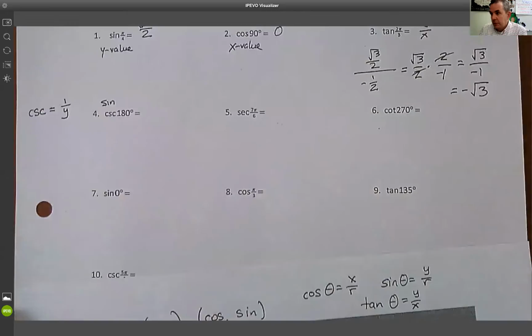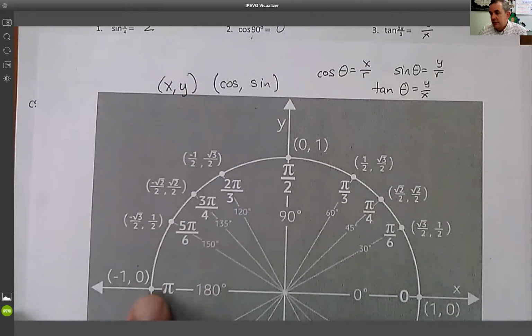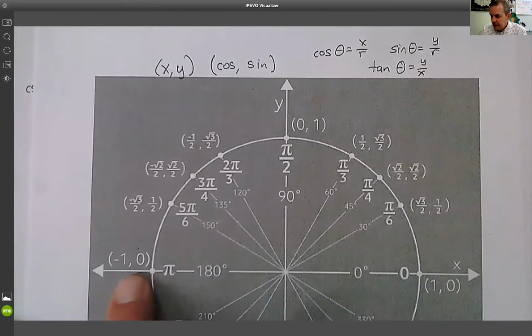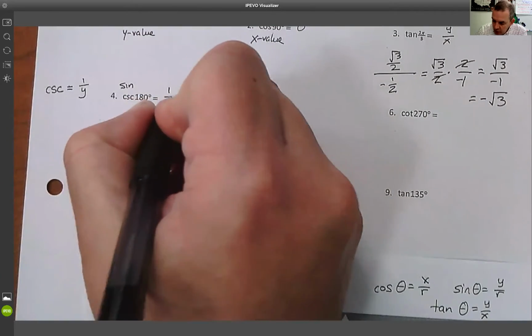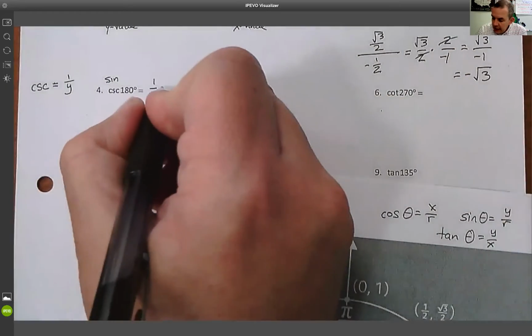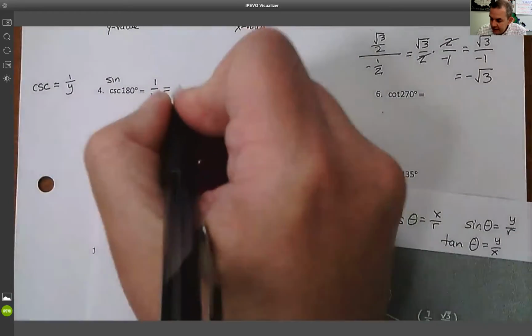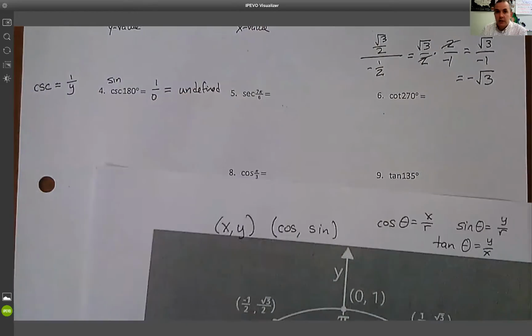So in this case, I'm going to look at 180 degrees on sine. Right here says I'm looking at the y value. The y value is 0. So I want to do 1 over 0 because my y value there is 0. And anytime you have a 0 in the denominator, your answer is undefined. If the 0 had been in the numerator, your answer is 0.